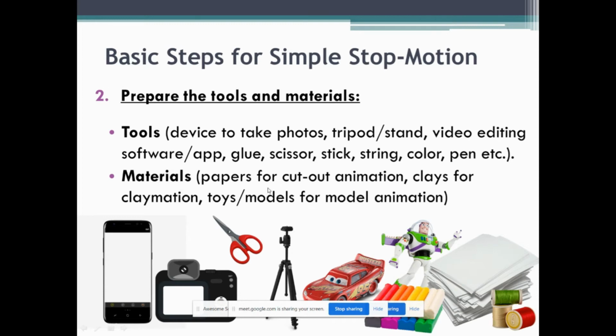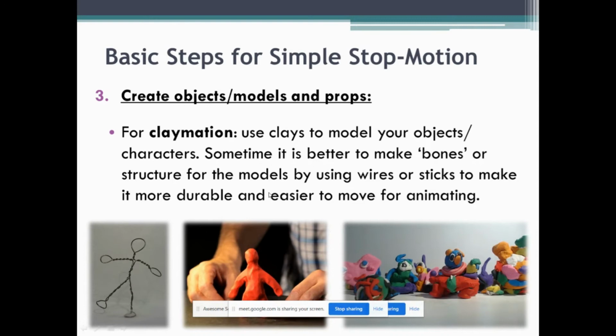Materials pula, if you want to make a cutout animation, you need to have papers lah. If you want to make a claymation, you need to have clays. And if you want to make a model animation, you need to have a model lah. Okay, then we go to step number 3.